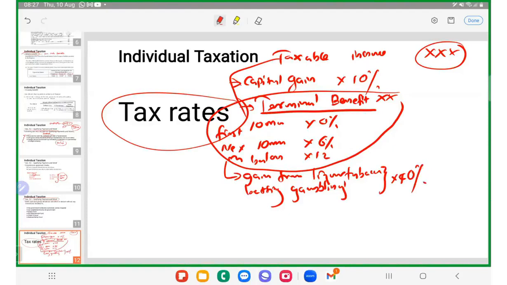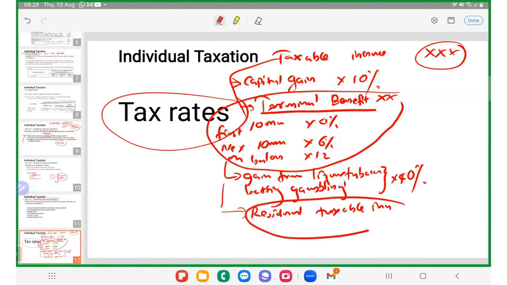Is there any income other than capital gain, terminal benefit, or gain from liquor, tobacco, betting and gambling? That should be considered as residual taxable income. This residual taxable income needs to be taxed like this. Most probably in your exam, this is the tax rate you need to apply.